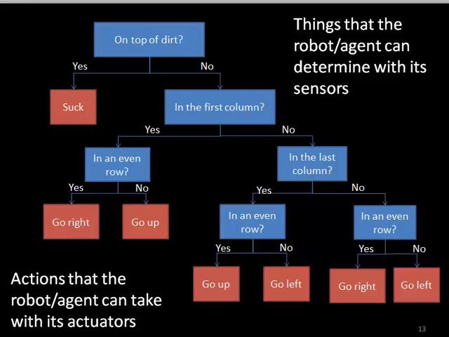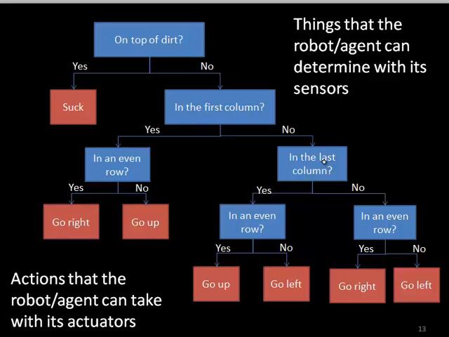In this decision tree, which is used for vacuum world, the agent starts by checking if it is currently on top of dirt. This is something that we are assuming that the agent can detect with its sensors. If it is on top of dirt, we will tell it to suck up the dirt. This is something that we are assuming that the agent is able to do with its actuators. If it is not currently on top of dirt, we will then check to see if it's in the first column. If it is in the first column and in an even row, it will go right. Otherwise, it will go up.